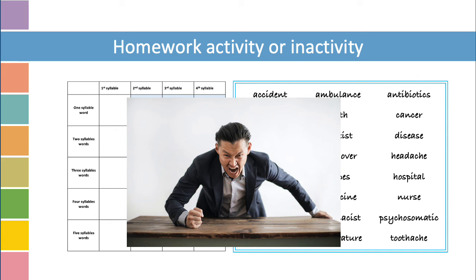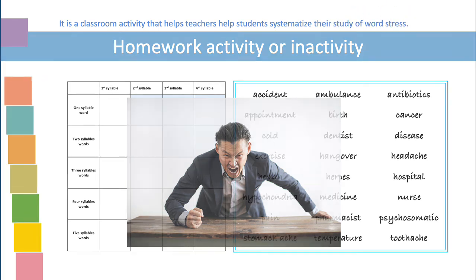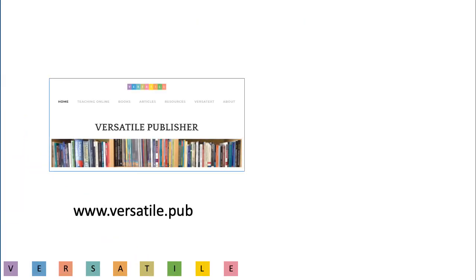Remember that the SST is a classroom activity that helps teachers help students systematize their study of word stress. Hopefully, you will give the SST a chance. As we do with all new activities, consider the pros and cons of helping students with an aspect of their pronunciation in this way. And never lose sight of the multiple affordances of the task. The students are learning language and a study skill at the same time.